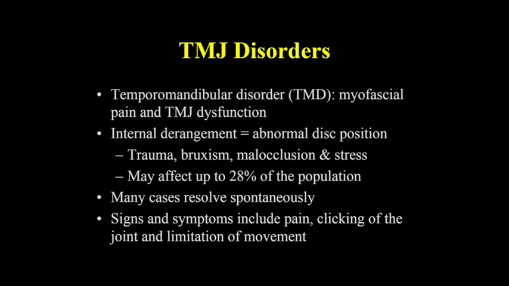Temporomandibular disorders include myofascial pain and TMJ dysfunction. Internal derangement is defined as the abnormal disc position in relation to the condyle. Etiologies for internal derangement include trauma, bruxism, malocclusion, and stress. It may affect up to 28% of the population. Many cases resolve spontaneously. Signs and symptoms include pain and clicking of the joint and limitation of movement.